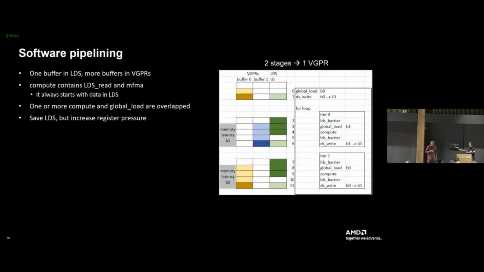Software pipelining, this is the tricky part. We are developing a two-stage software pipeliner with one buffer in LDS and the other buffer in VGPR.